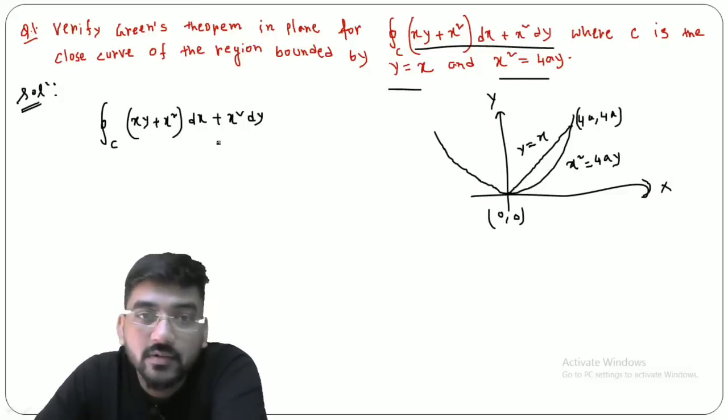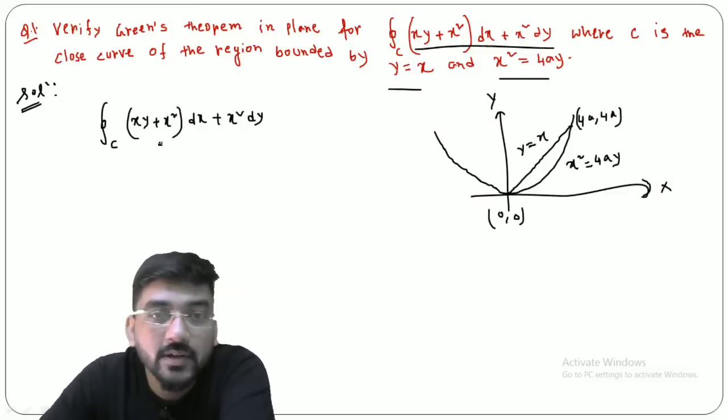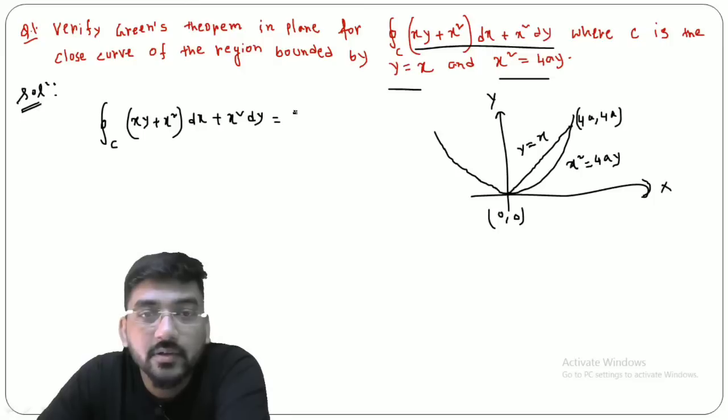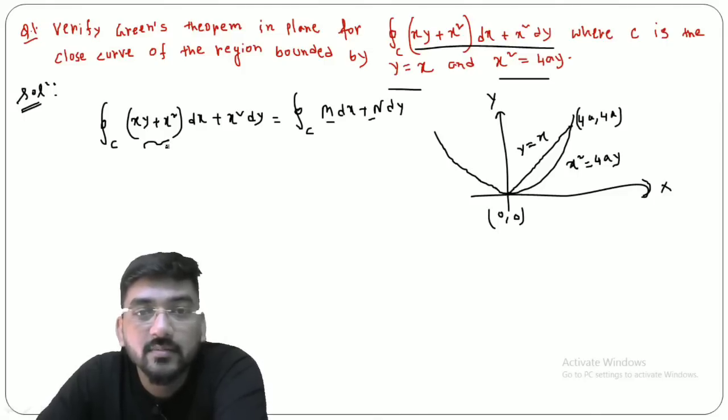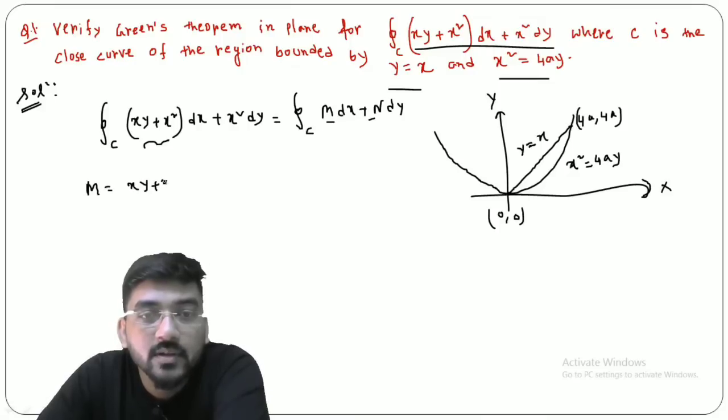Okay, now if you want to solve for double integration, then you have to write it in this way, that it will be just M dx plus N dy. So we have to find out first M and N. You can see M is this function of x and y. So M is just xy plus x square, and N is here x square. So let me first find out the double integration.